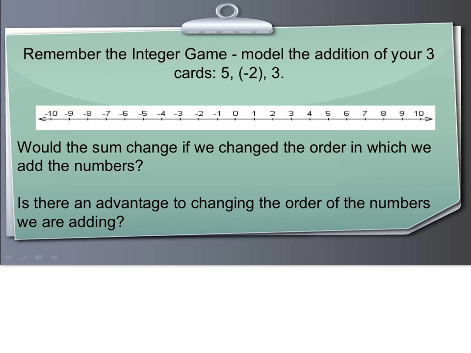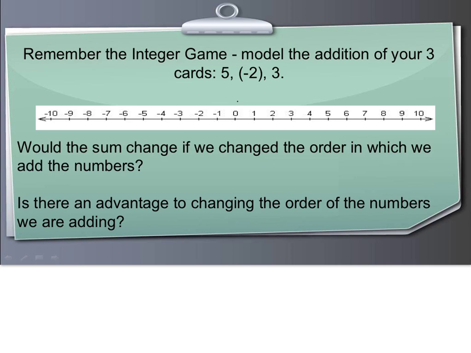So you've been playing the integer game. That's the one where you're trying really hard to have a sum of 0 or be as close to 0 as possible. Thinking about that game, let's model the addition of your 3 cards. Let's pretend you have a 5, a -2, and a 3 in your hand.